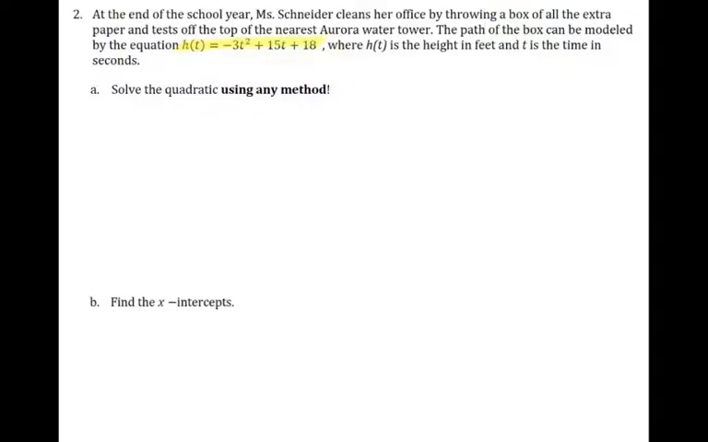I would love to throw a box of extra papers and tests off of something. That'd be so fun. But anyway, so you can solve the quadratic using any method. So you can use the quadratic formula, you can factor. I'm actually going to go straight to the quadratic formula because I have a feeling that most people would take this route. You do not have to. You can easily factor it, which I will also show you, if that's the route that you want to take.